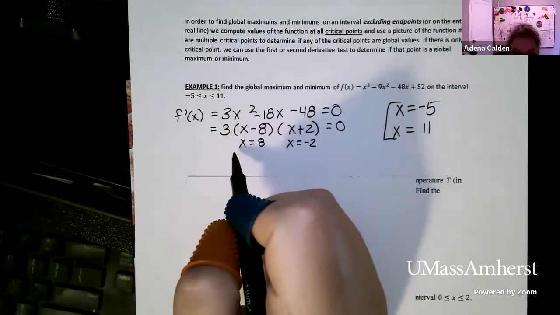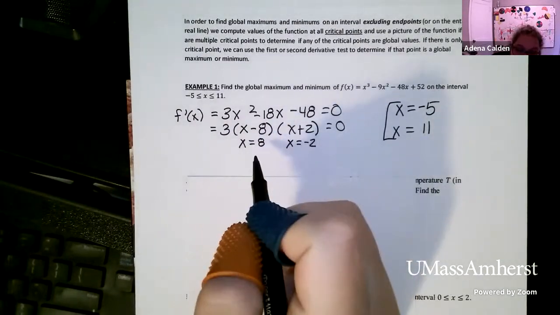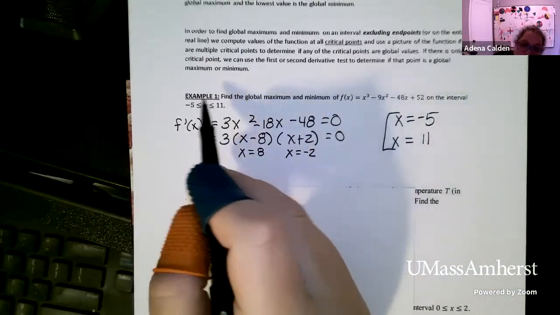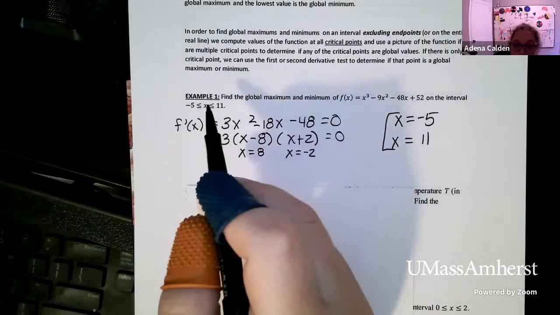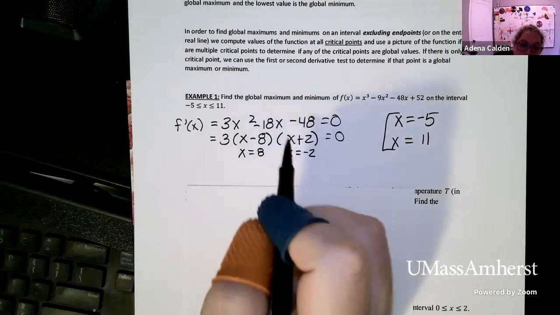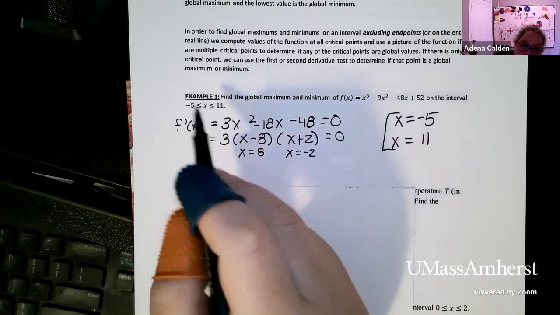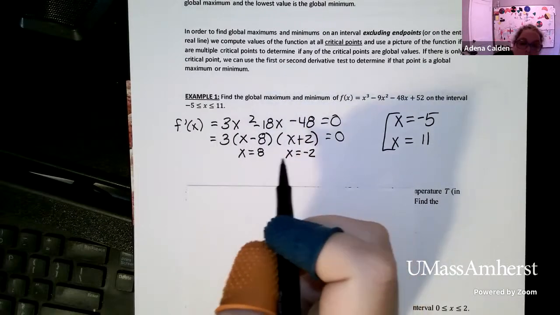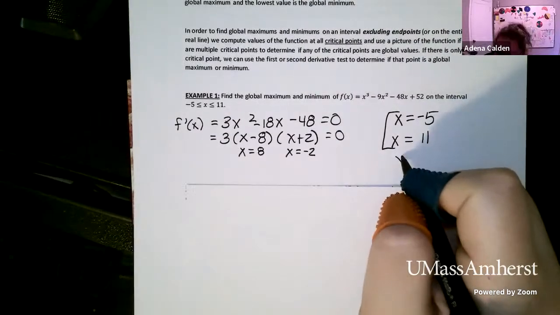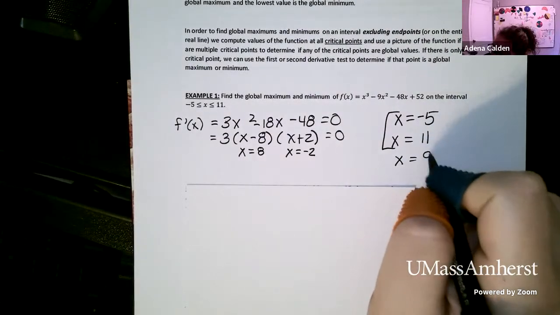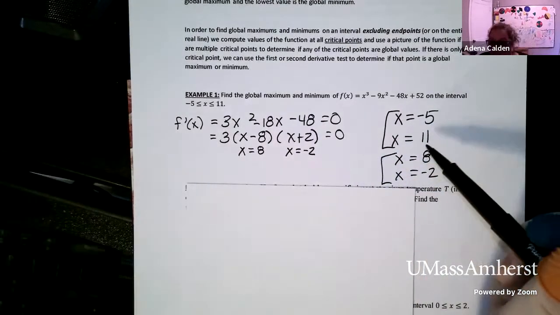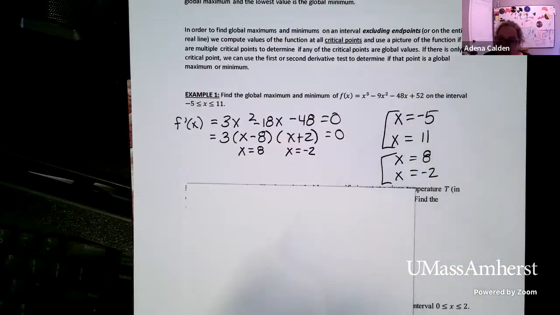I have to do a step in between finding the critical points and adding them to my list. I need to make sure that my critical points are on the interval that I am considering. So I can only consider x values that are between -5 and 11. If any of my critical points are not on that interval, I would not include them. Fortunately, both of my critical points are on this interval, so I add them to my list. So I have x equals 8, x equals -2. Those are my critical points. So I have a list that includes endpoints and critical points.